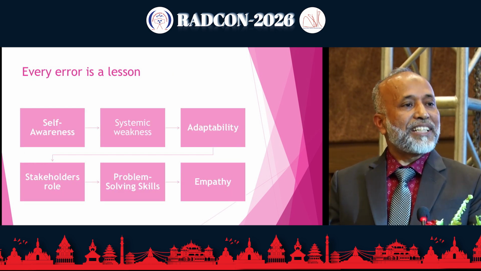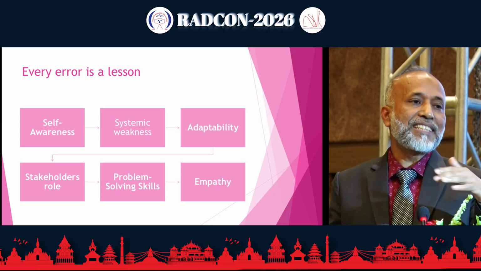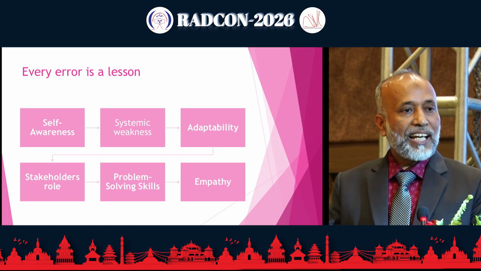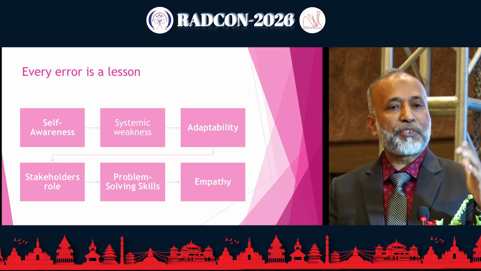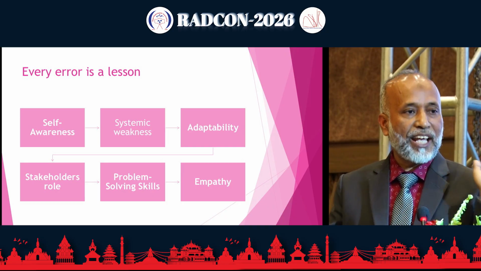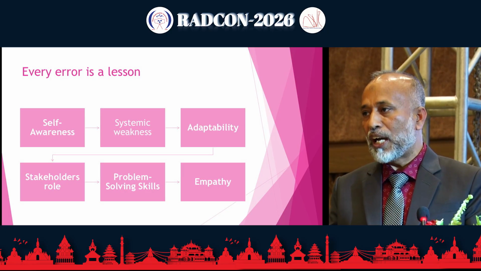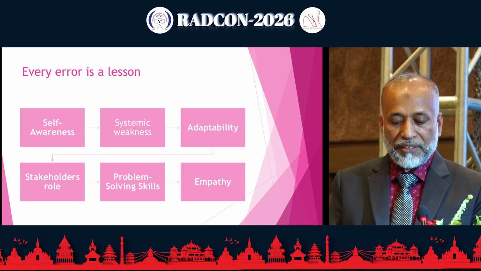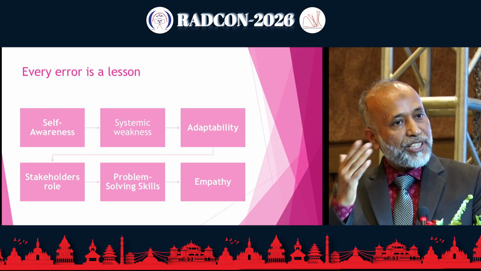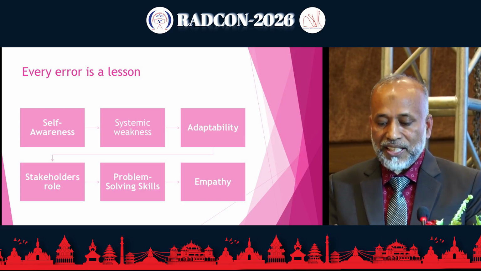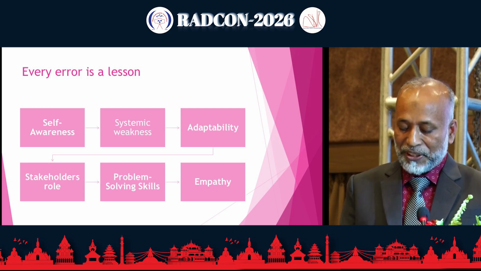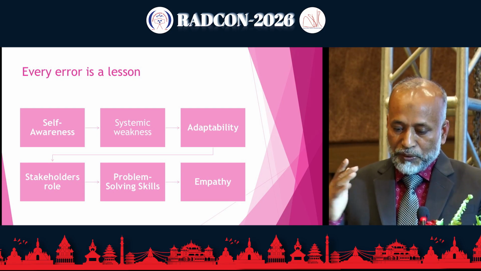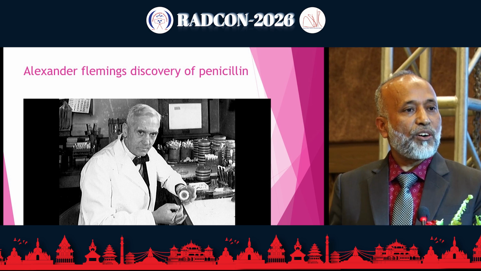And every error is a lesson. Every error is a lesson for us. We learn from books, from the degree, from training, and we also learn from error. Error is a good source of our learning. It increases our self-awareness, shows what the systemic weakness is, and builds adaptability, stakeholders' role, problem solving and empathy.